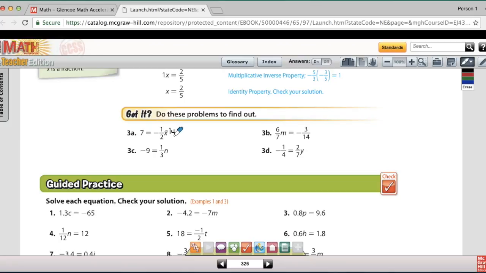-1/2 times -14 is +7. Okay. For 3b, we're going to multiply by 7/6, cancel it out, multiply by 7/6, and be sure to cancel if you can. It makes the multiplication a lot easier.